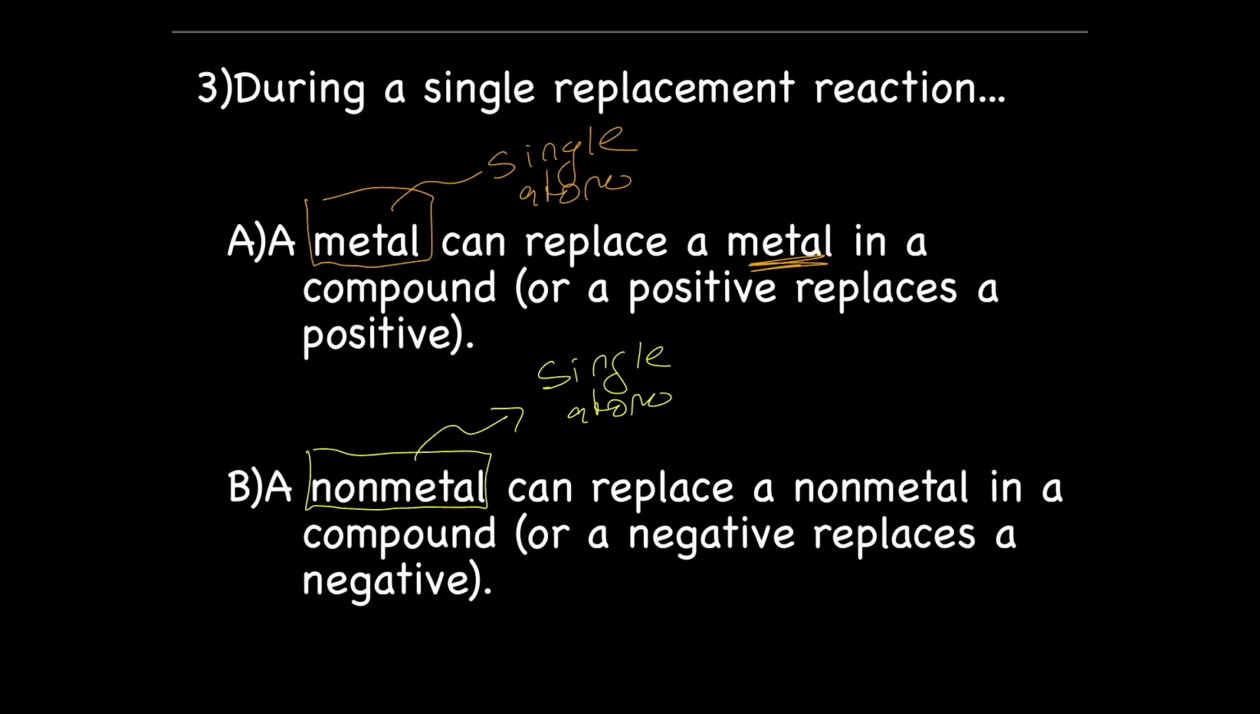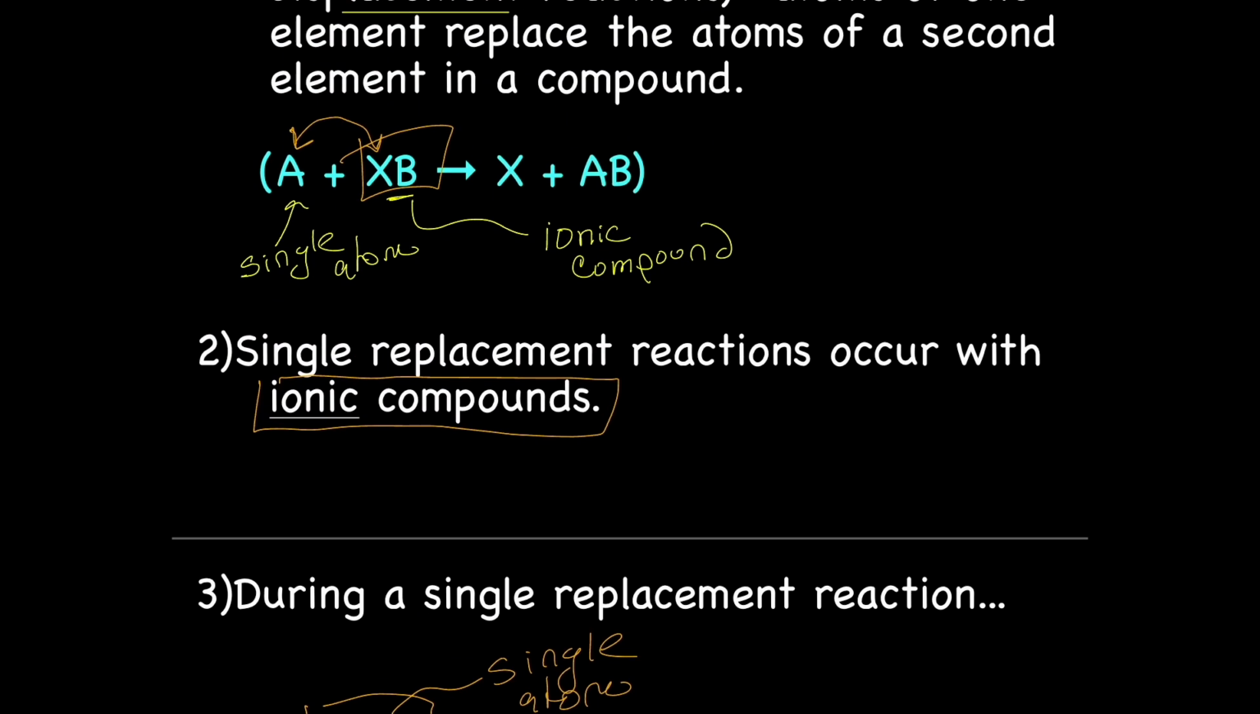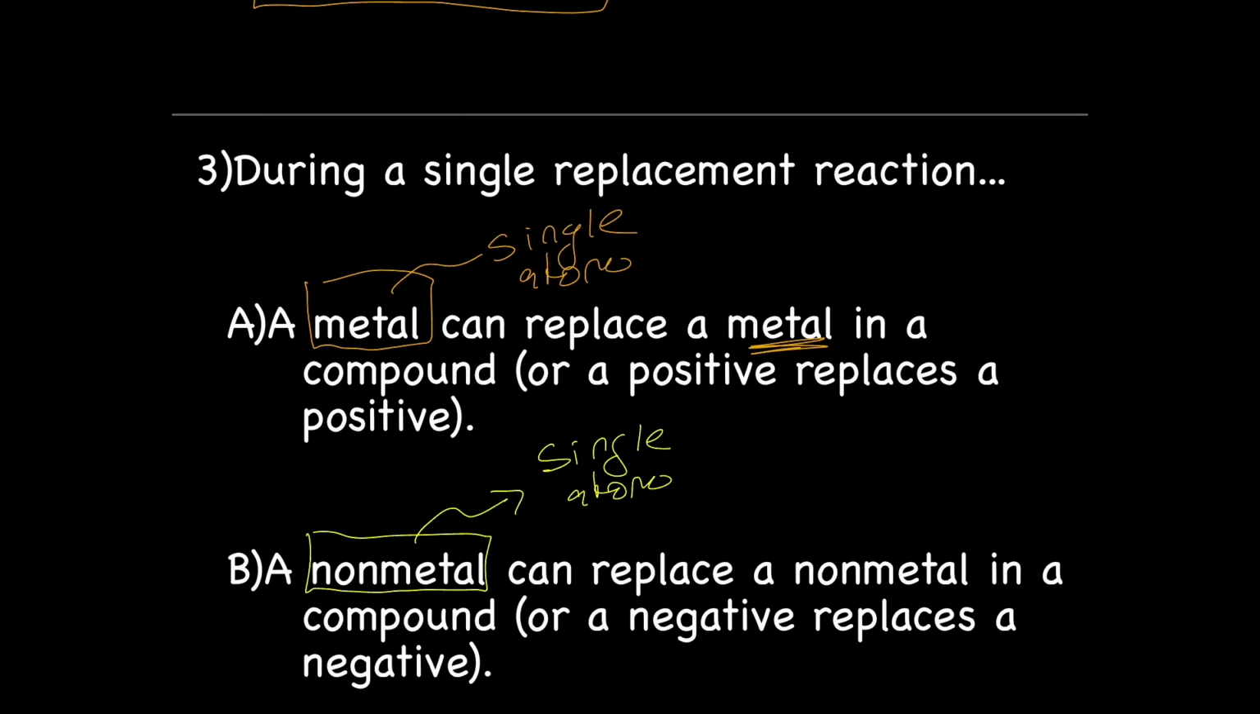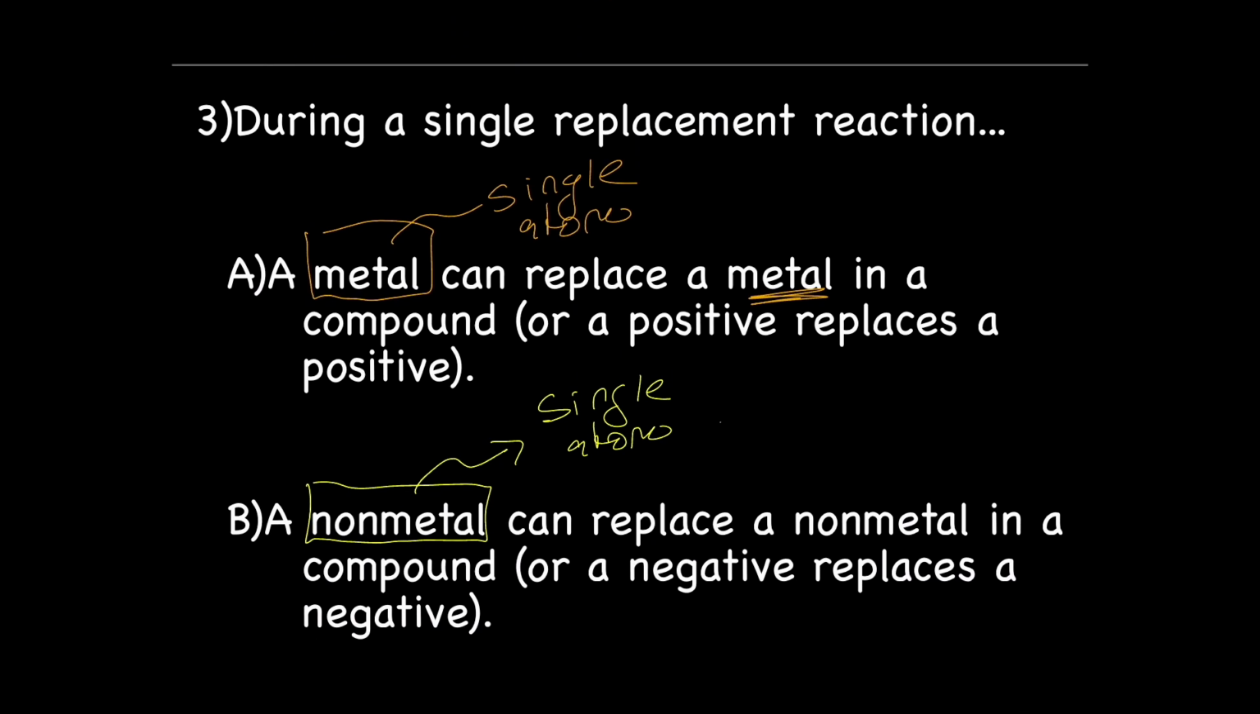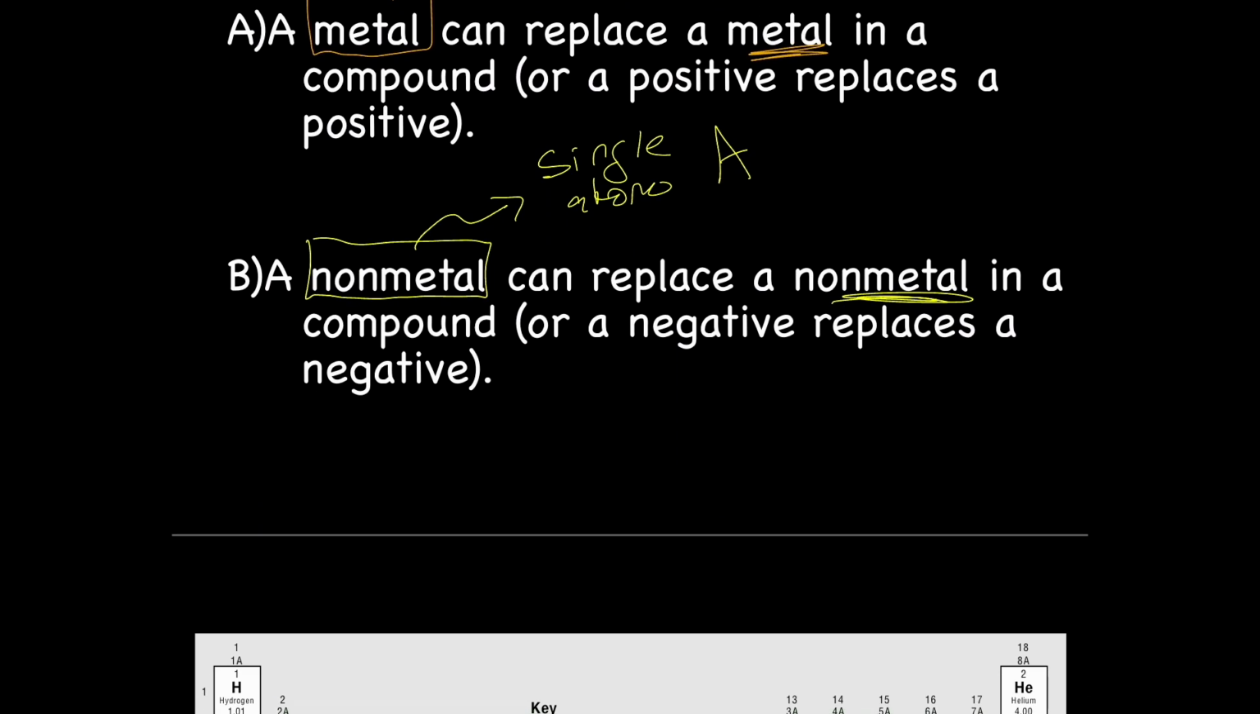so for both of these, I'm going to scroll up for just a second. When I talk about the single atom, I'm talking about the A in our general equation. So this would be our A or our A. So if our single type of atom is a nonmetal, then it's going to replace the nonmetal or the negative in our ionic compound.